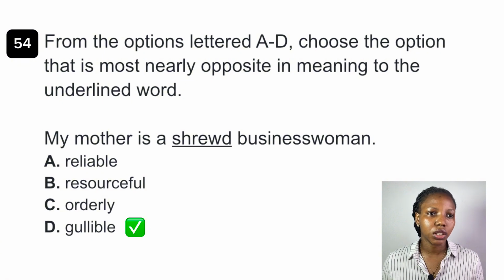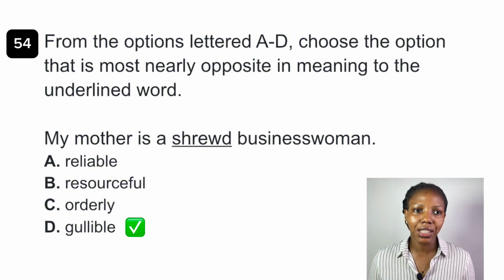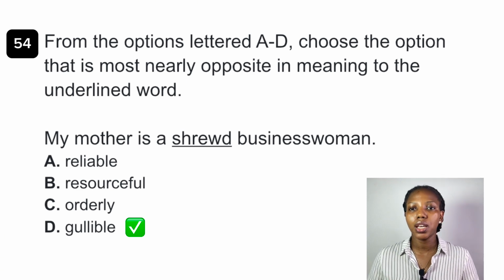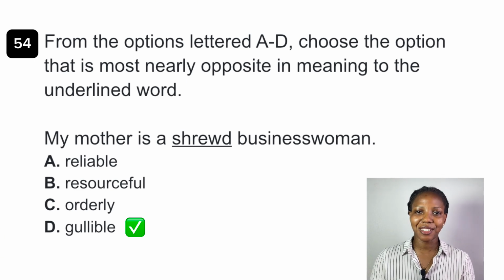But when you want to interpret it, gullible is someone who is easily deceived. Shrewd is marked by intelligence, you are clever and all of that. So option D is the final answer to this question.